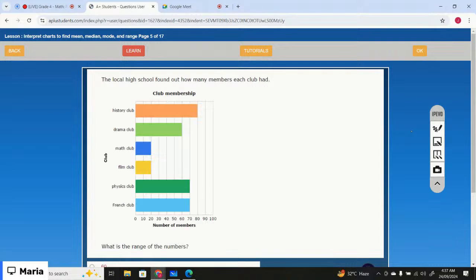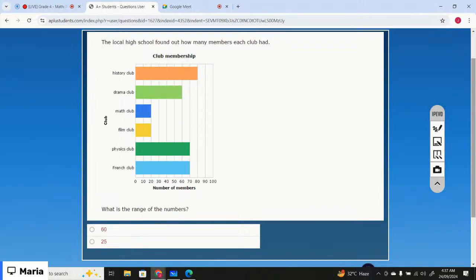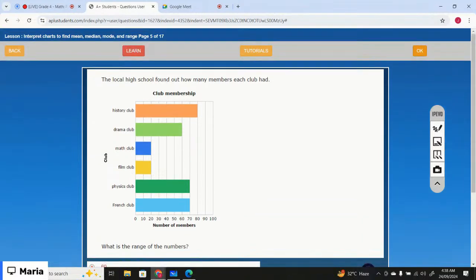The local high school found out how many members each club had. What is the range of the data? The range is the difference between the greatest and the smallest value. So the smallest value is 20 and the greatest value is 80. So 80 minus 20 is 60. The correct option is 60. The range is 60.